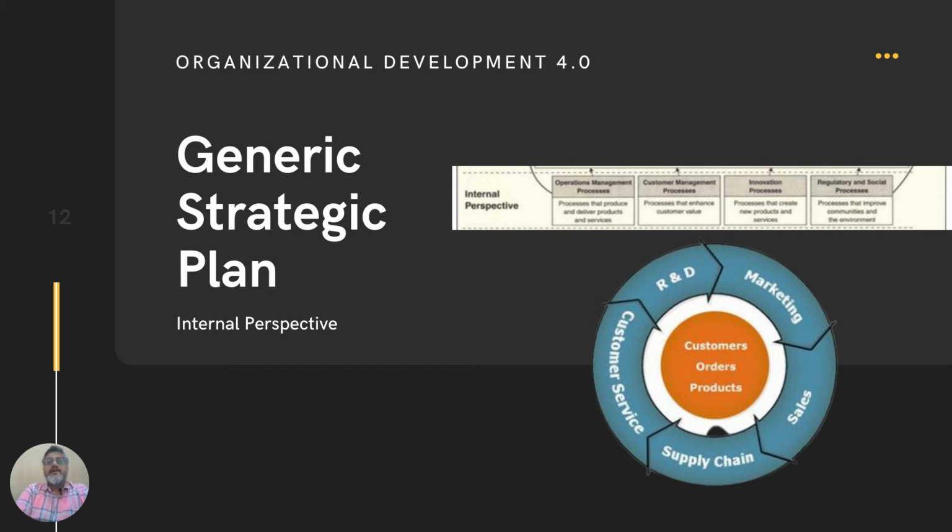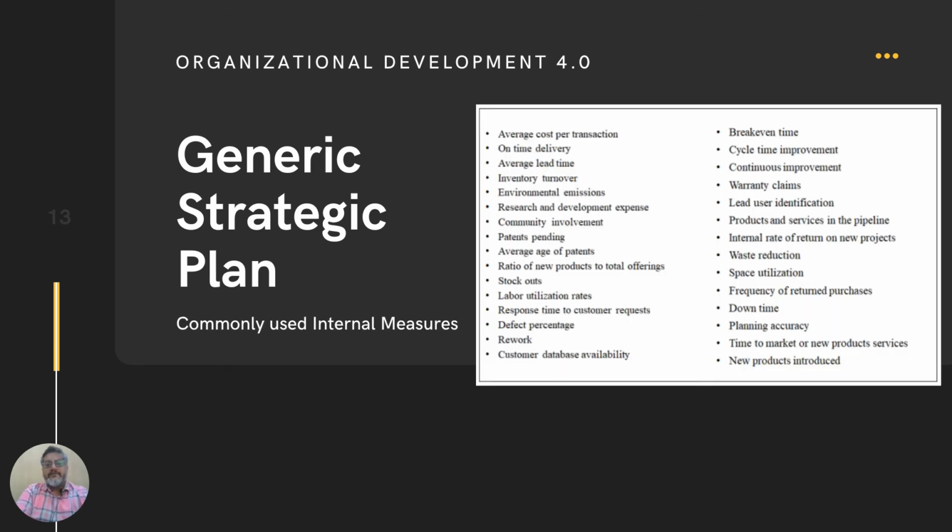The third one is the innovation processes. These are the processes that create new products and services, which is opportunity ID, R&D portfolio, design and develop, new launches. Regulatory and social processes are also on similar lines. Now, there can be many measures in order to evaluate the internal perspective. It could be average cost per transaction, on-time delivery, average lead time, new products introduced. So here's a huge list.